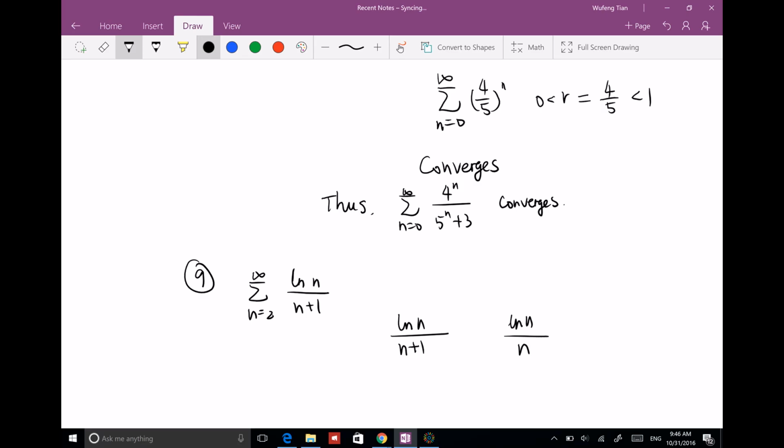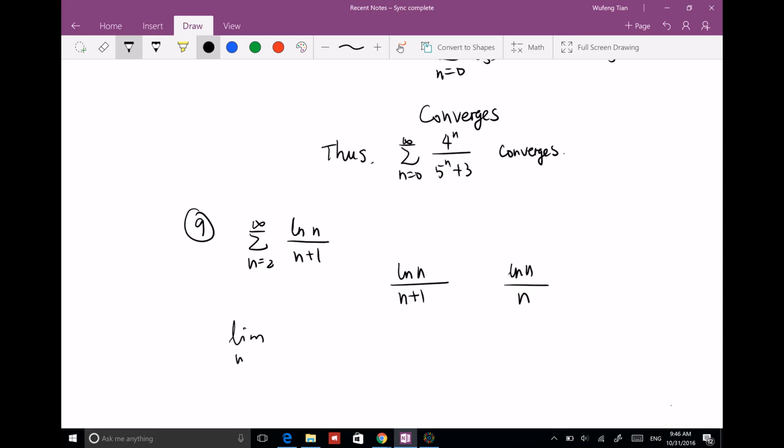Can you just use L'Hôpital's rule for the nth term test? We cannot use L'Hôpital's rule to simplify. You can check the nth term test, actually that's okay. For ln n over n plus 1, I know this one goes to 0, because if you take the L'Hôpital's rule, the derivative of ln n is 1 over n, the derivative of the denominator is 1, so it's 1 over n, which goes to 0. So the nth term test cannot tell you anything because the nth term equals 0. So we have to know if it diverges or converges, and you have to use other tests.